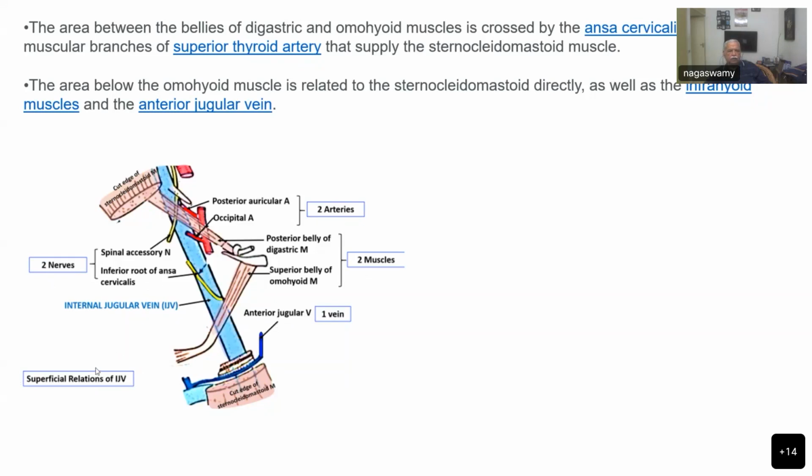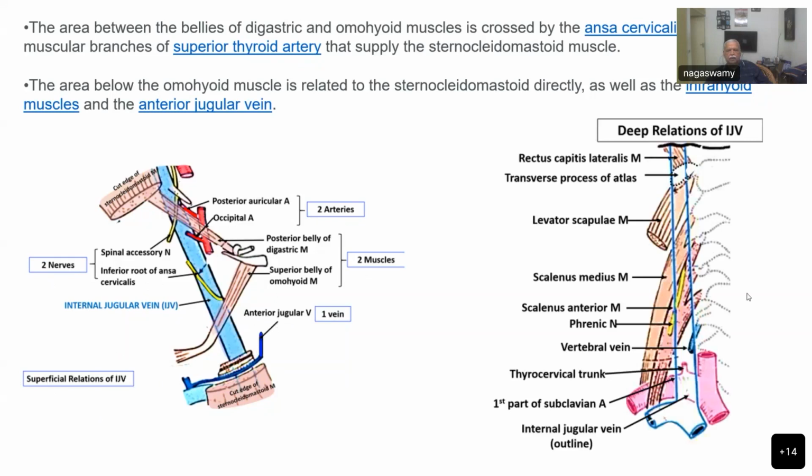So these are all called the superficial relationships of IJV. And the deep relations, this is the picture shown in the earlier slide: rectus capitis, transverse process of atlas, levator scapulae, scalenus medius, scalenus anterior, phrenic nerve, vertebral vein, thyrocervical trunk, first part of subclavian, and internal jugular vein outline. All these things are shown in this picture.